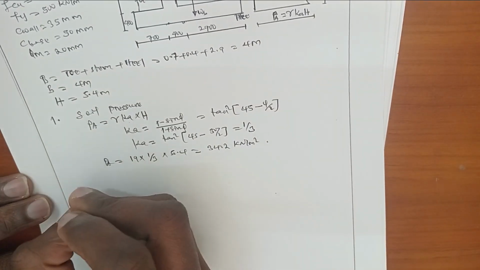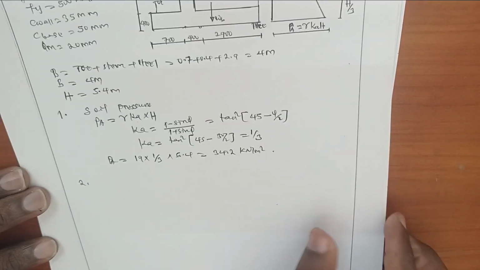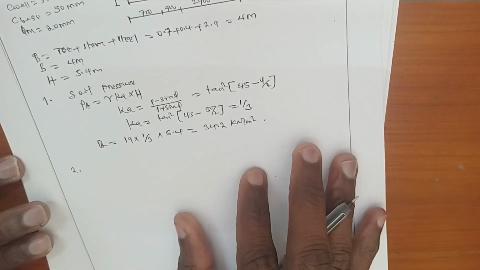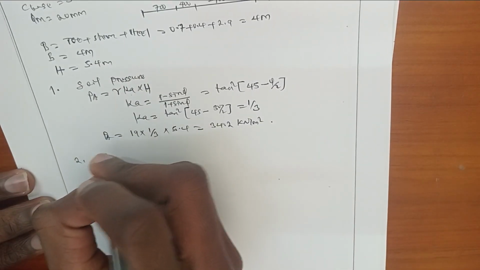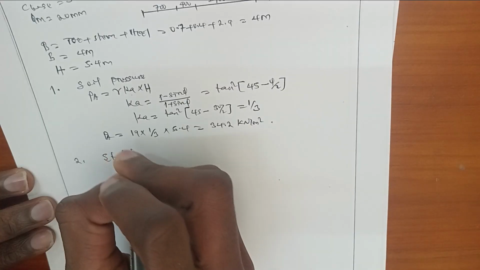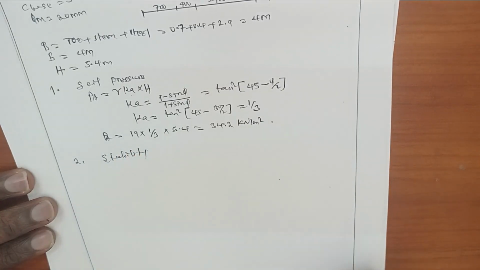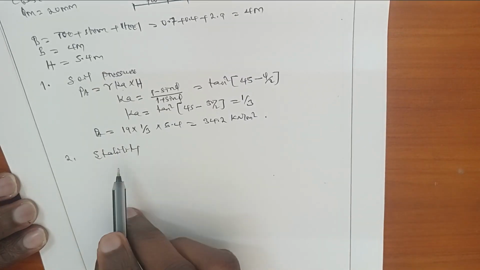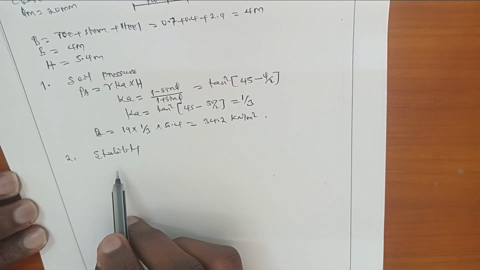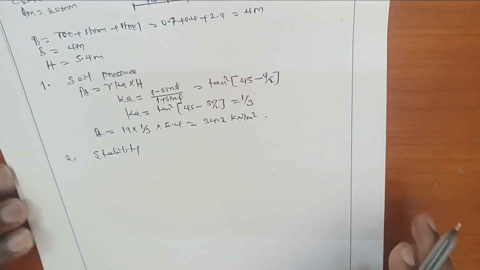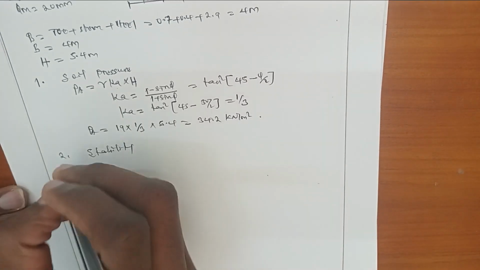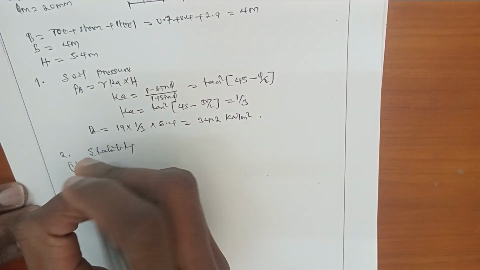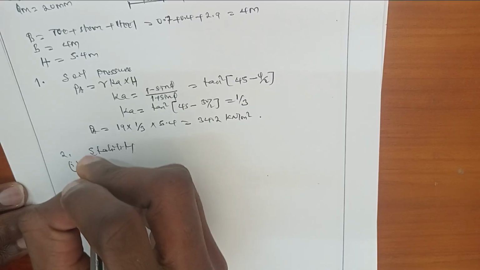Now, the next step is to check for the stability of the retaining wall. Stability of a retaining wall is checked in 3 cases. The first case is to determine the sliding. The second one is overturning, and the third is the bearing capacity of the retaining wall. Now let's start with sliding.